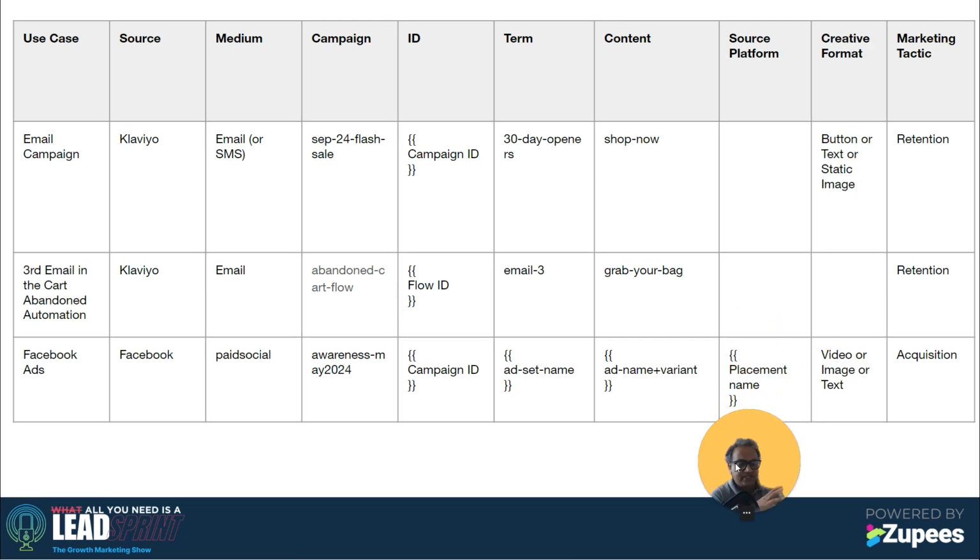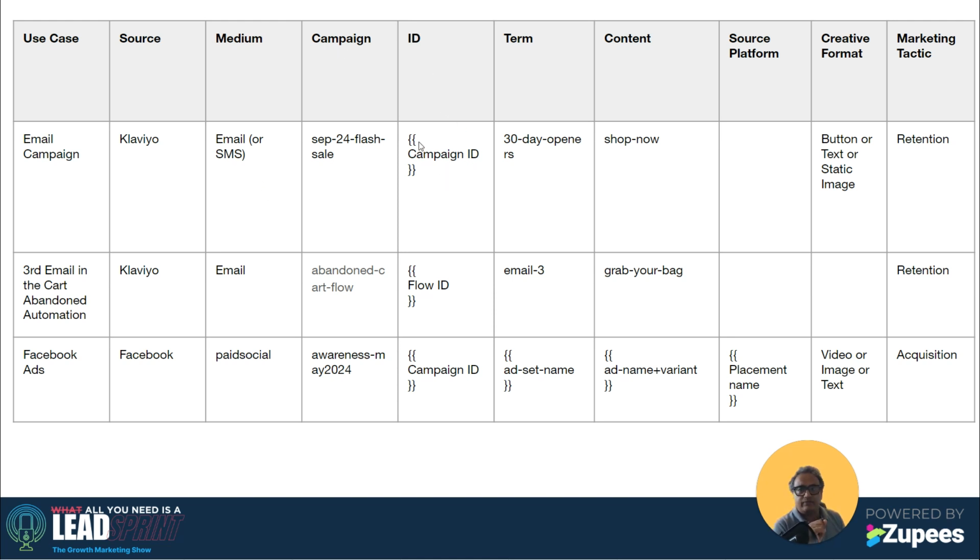Now, this is a typical example of a spreadsheet. I know we should have come to this in the end, but I wanted to get your eyes on this so you know what to expect in the next few screens and next few minutes of this video. So, a typical use case: you want to create an email campaign and send it using Klaviyo. So the source will be Klaviyo. Medium is email or SMS, whichever one you're using. The campaign name, September 24th flash sale.